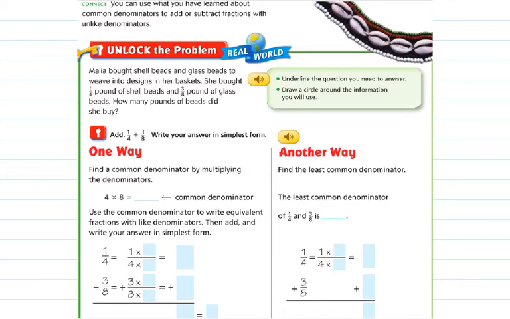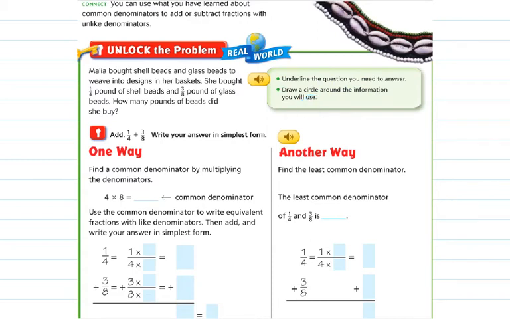So we are going to connect. You can use what you have learned about common denominators to add or subtract fractions with unlike denominators. On the side in this green box, we have some things that are going to help us be ready to solve this problem. First, we're going to underline the question we need to answer, and second, we're going to draw a circle around the information that we will use.